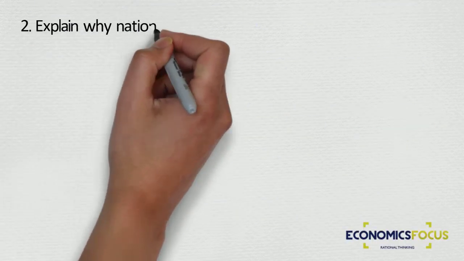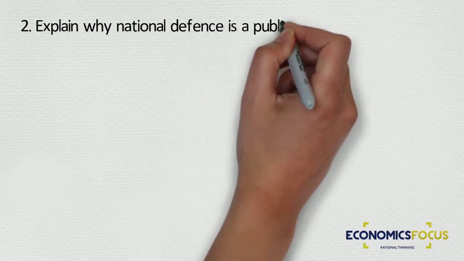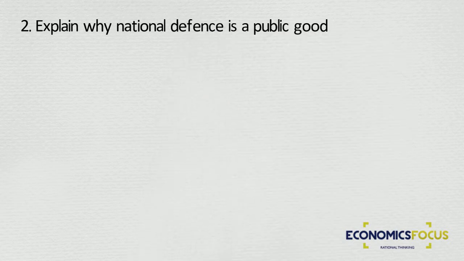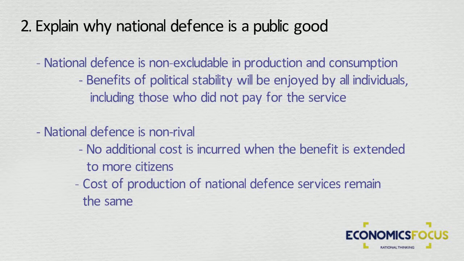Moving on to the second perspective, we'll explain why national defense, in this case our example for public good, is considered a public good, using the two characteristics of non-excludability and non-rivalry. Firstly, national defense is non-excludable in production and consumption. This is because the benefits of political stability will be enjoyed by every single individual in the country, including those people who do not pay for those services.